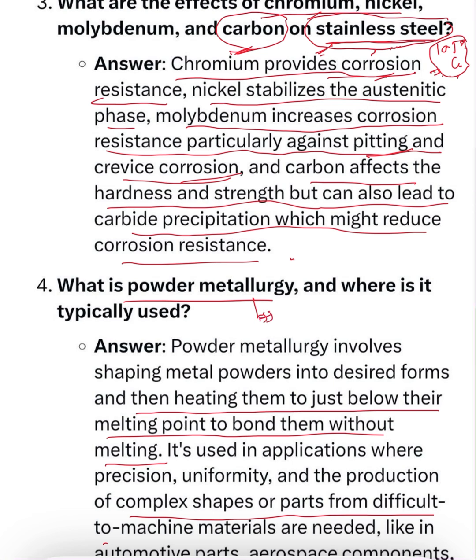So from the lab purpose, what we have used here, I have also used the powder metallurgy route. We usually first prepare the powder using ball milling, and then we use SPS, spark plasma sintering. This equipment is used to do the second step, that is heating the powder to just below its melting point to bond the particles without melting. That's how you can use powder metallurgy. There are various applications of powder metallurgy as well in automotive and aerospace components.